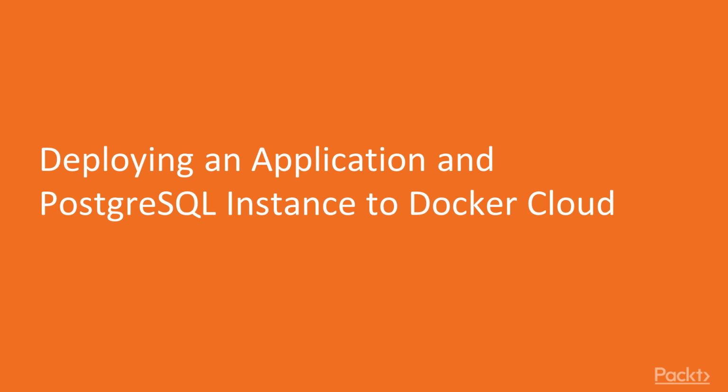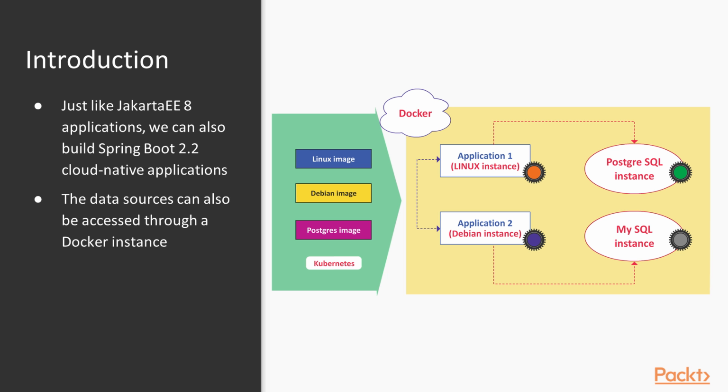Let us now start our first topic, which is deploying a Spring Boot 2.2 application together with its PostgreSQL instance to the Docker Cloud. Just like any other Jakarta EE8 applications, deploying Spring Boot 2.2 applications to the Docker Cloud is also CLI-driven and quite straightforward. In order to access all the data we used in the previous chapter, we need to create and run a separate Docker instance to channel all the access to the locally installed PostgreSQL. Let us now start our step-by-step process in Dockerizing our applications.